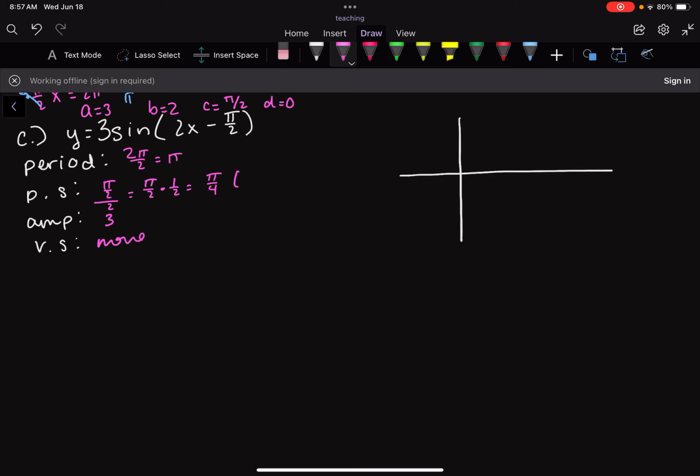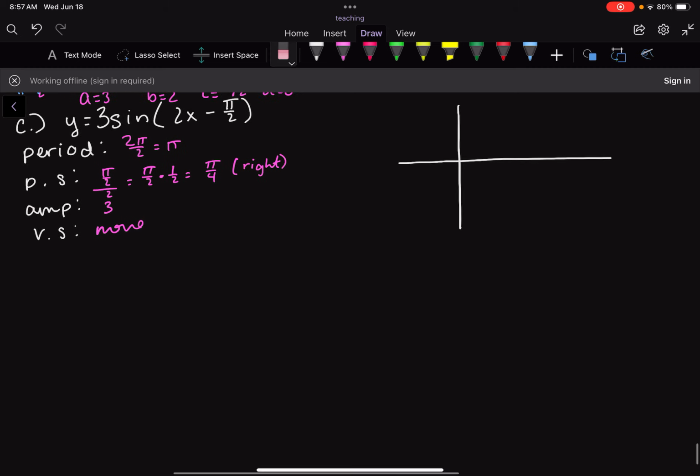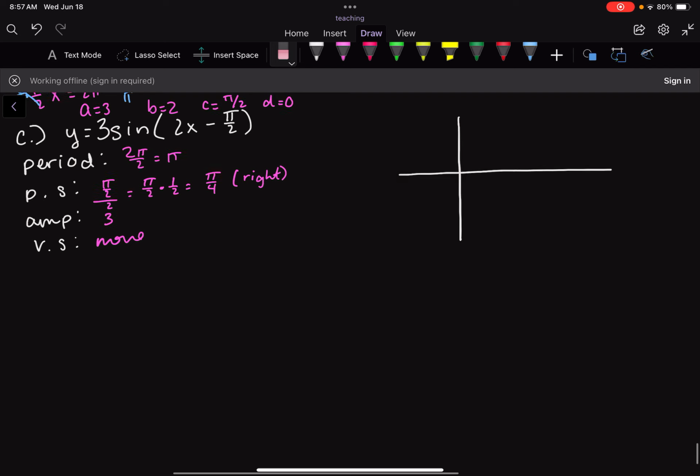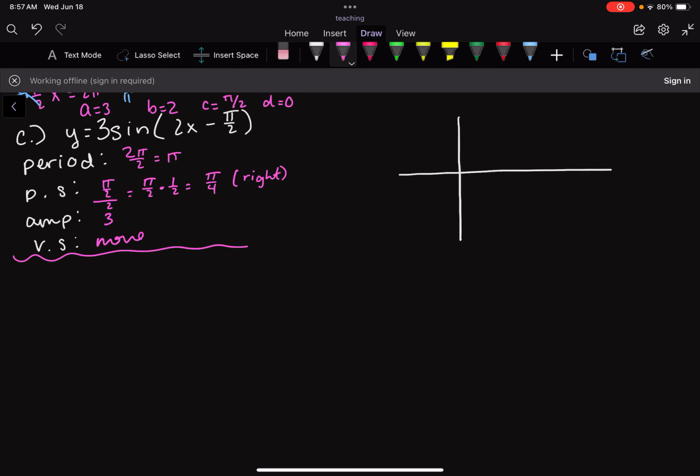Also, since my phase shift is positive, I am going to move to the right. So that means I'm going to only be on this side of the graph. Finding my x values. So I take the inside of my parentheses, set it equal to the big 5.